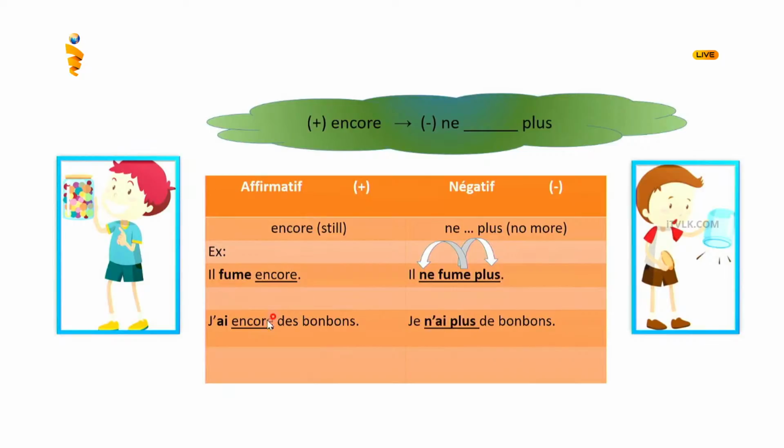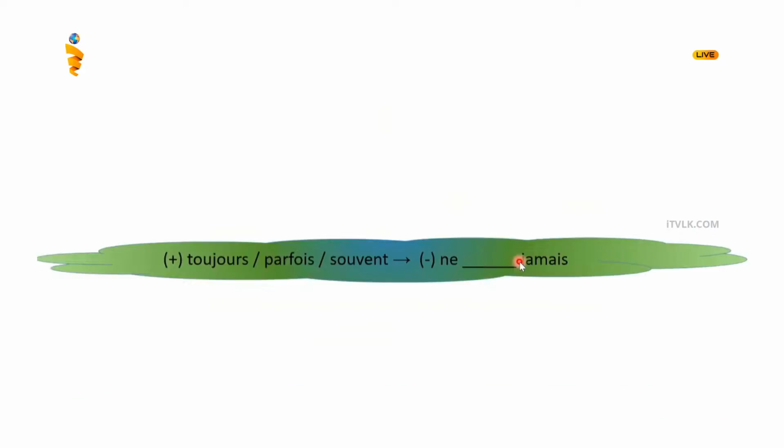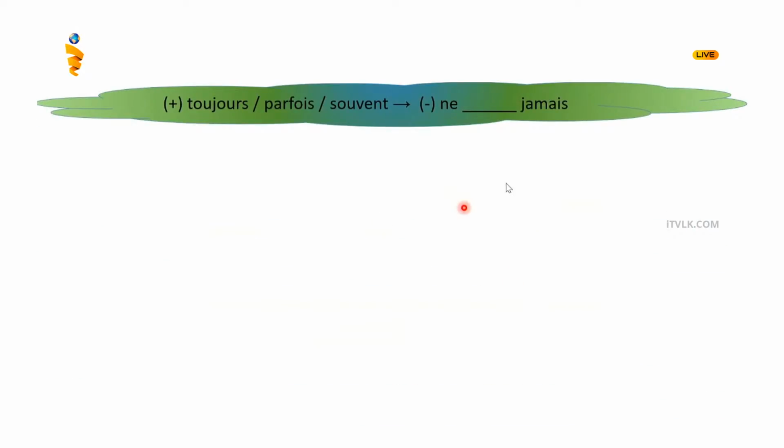And what happened to my des? That got changed into de. Can you remember previously we learned this? This is an article partitive. So it changed into de. So the fourth format, we will go for the fifth one now. The fourth was ne plus, no more. Now the last one, ne jamais, never.